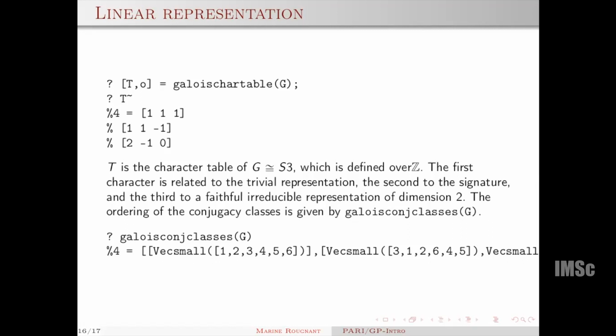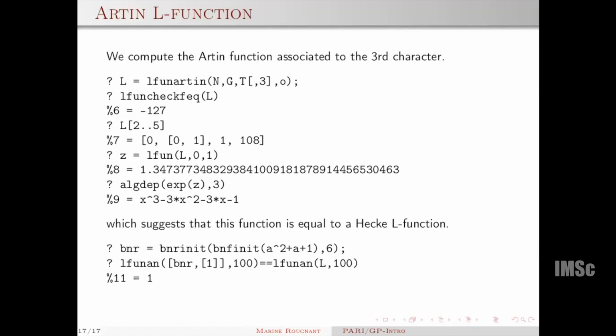If you want to know how the conjugacy classes are ordered, you can have the answer with Galois conjugacy. And we can then take our third character, the faithful one, and compute the associated Artin L function. So here it is L Artin, not L create, careful.